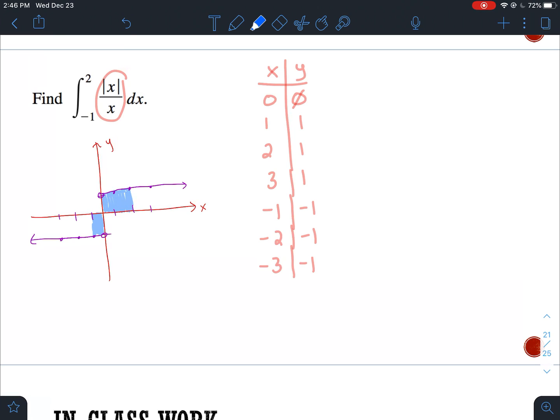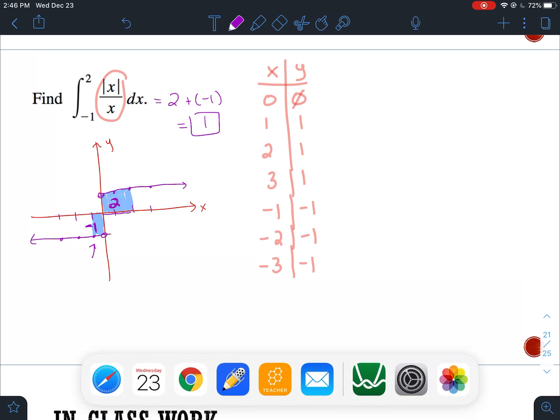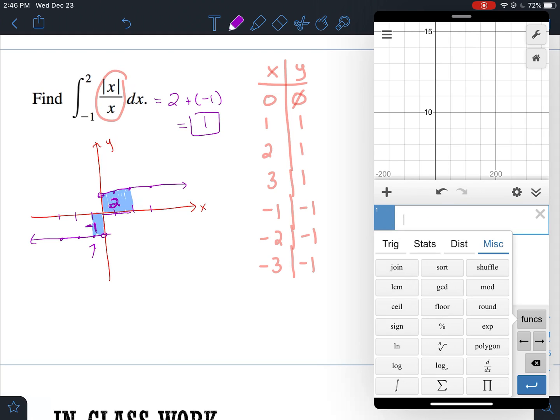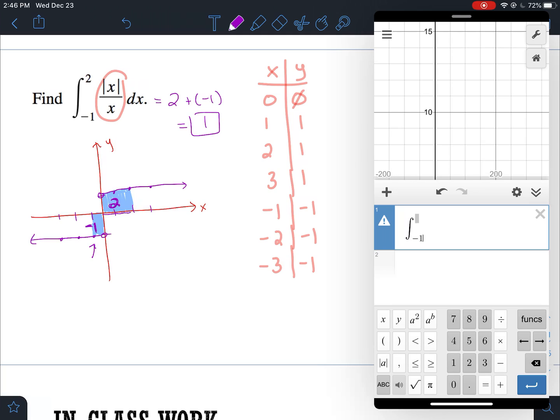And it wants me to find the area between the graph and the x-axis between negative 1 and positive 2. So that means I'm finding the area of that rectangle and that rectangle. The area of this rectangle, since it's underneath the x-axis, is going to be negative. The base is 1 and the height is 1, so the area of this little piece is negative 1. And then up above, this base is 2 and the height is 1, so that piece of the integral is going to be positive 2. So this is going to be 2 plus negative 1, so the area of that function between negative 1 and 2 is going to be 1.